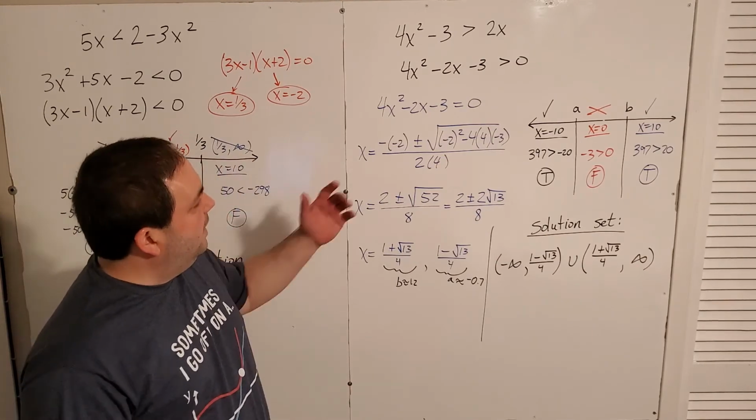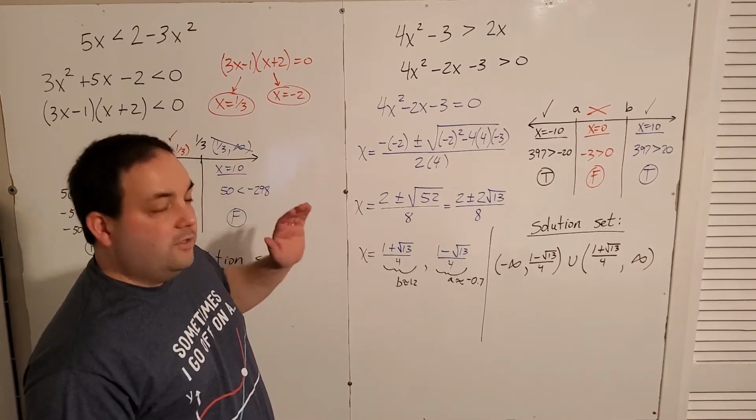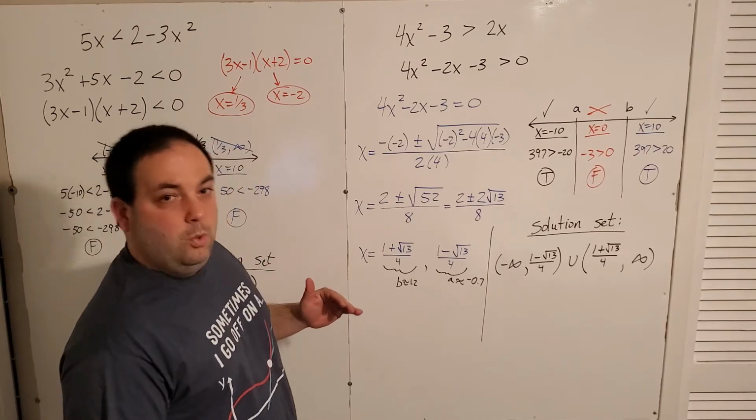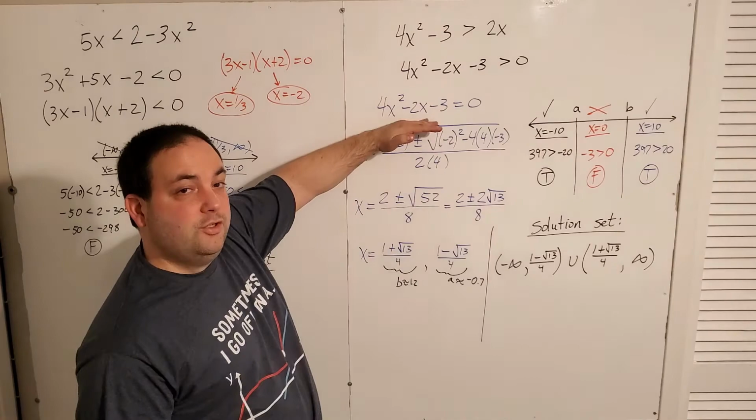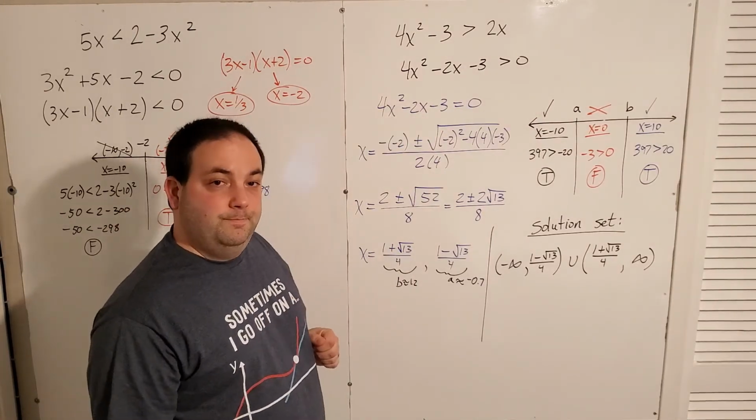So you don't always have to be able to factor. The key to the factoring was to make the solving portion quicker. But if you can't factor, but you can still solve the equation part, you're still golden.